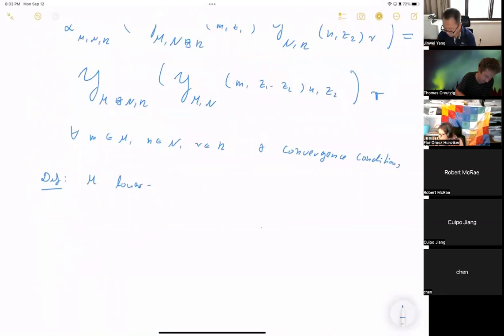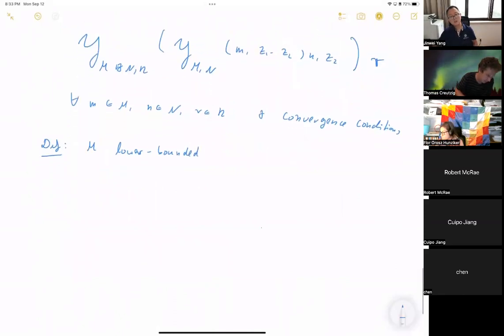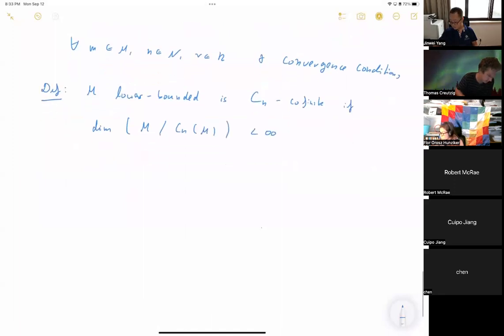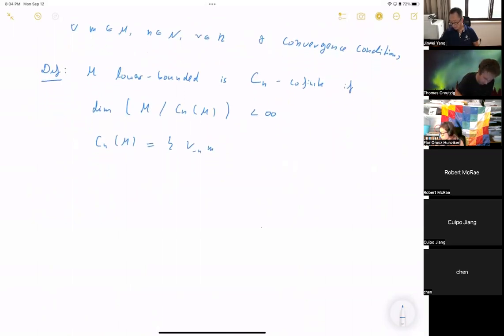And this finiteness condition goes under the name C1, C2 cofiniteness. So let M be a lower bounded module. One calls it Cn cofinite if a certain quotient has finite dimension. The quotient by a certain subspace, the Cn subspace, is finite, where the Cn subspace is the subspace that you get by acting with the minus n modes of the VOA on M.